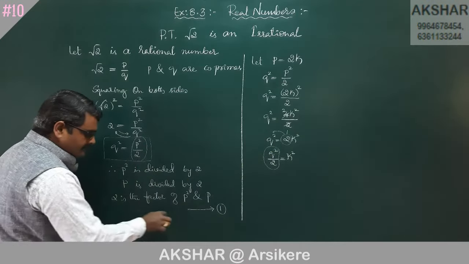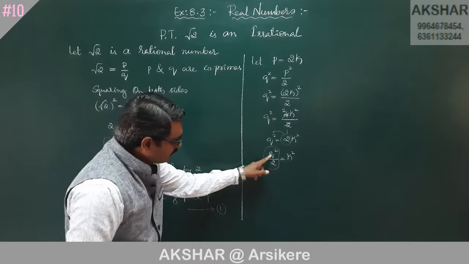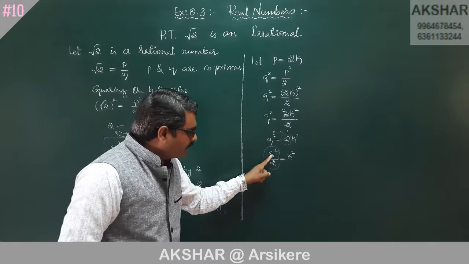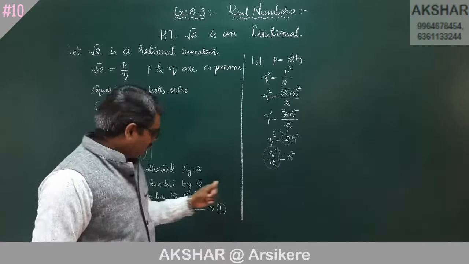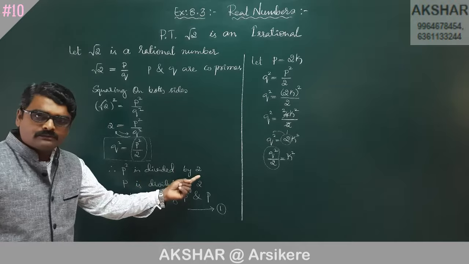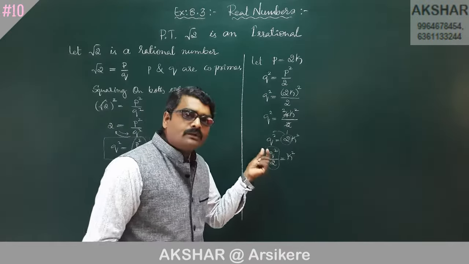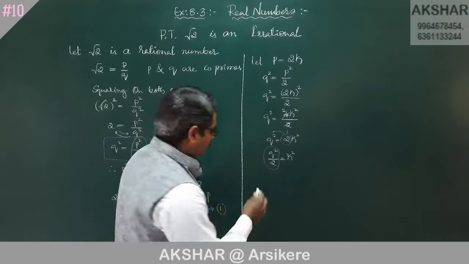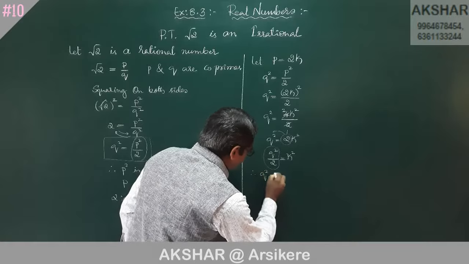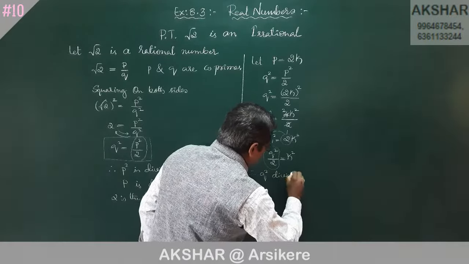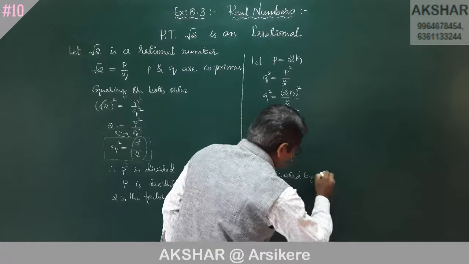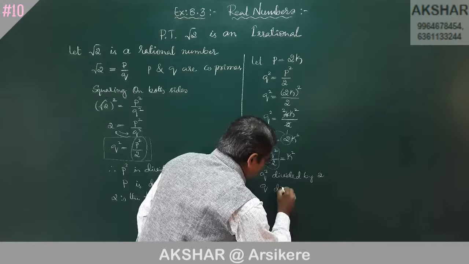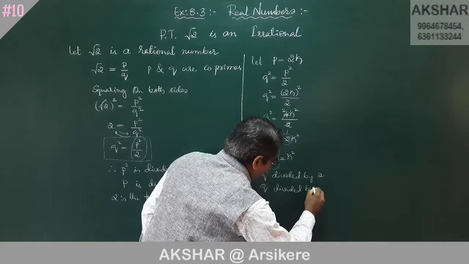Compare like this. Say q square divided by 2, it means what? A square number divisible by 2. Here a square number divided by 2. In the same way, what is the root of q square? That is q, then q also divided by 2. Can I write it? Therefore, q square divided by 2. In the same way, q also divided by 2.